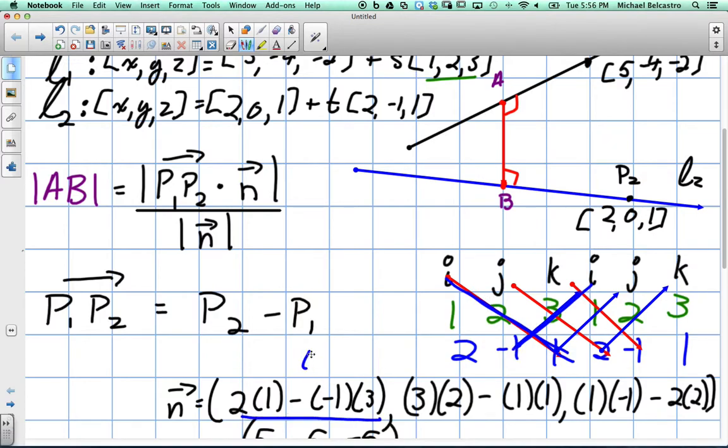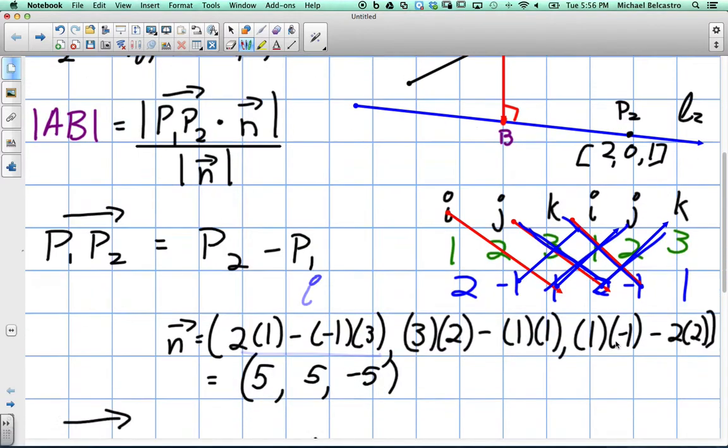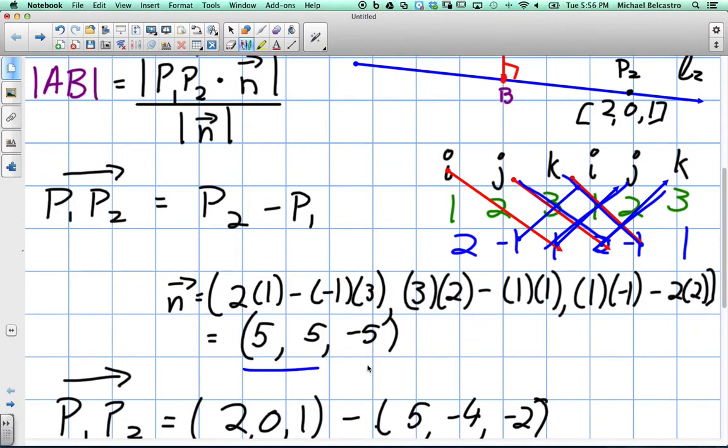That will give us our i value. For the j's, we take these values and subtract these values. In the k's, we take these values multiplied and subtract these values, which we've kind of gone through the process. And we found our normal. Our normal is 5, 5, negative 5.